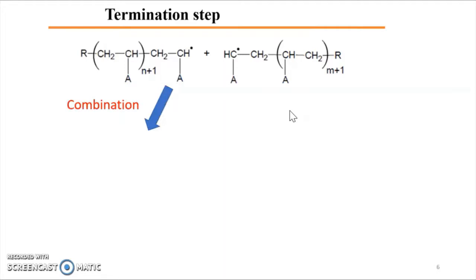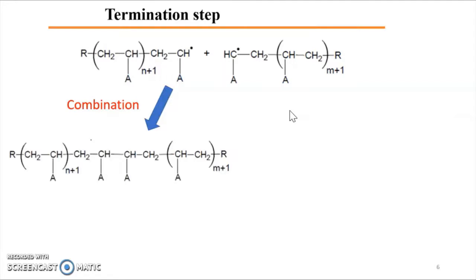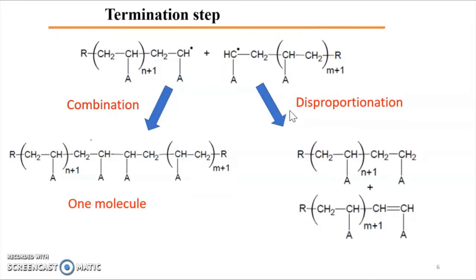In the case of absence of steric constraints, the collision of 2 macromolecular free radicals or propagating active chains results in their combination, and you will have formation of one big molecule or macromolecule. And the second way of termination is by disproportionation, where we have formation of 2 molecules.